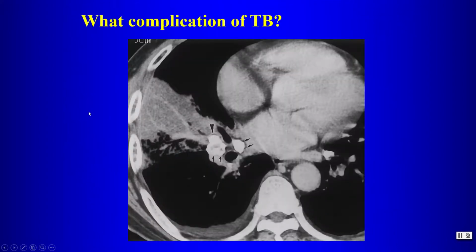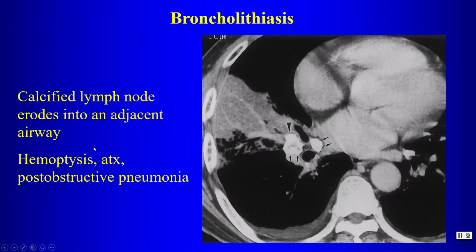What complication of TB is this? Well, here we have these calcifications. These are actually calcified lymph nodes, but we have atelectasis here from obstruction of an airway. So here the lymph node has eroded into an airway, and this is called broncholithiasis. Broncholithiasis occurs when a calcified lymph node erodes into an airway and then results in obstruction and atelectasis. You can also develop post-obstructive pneumonias.